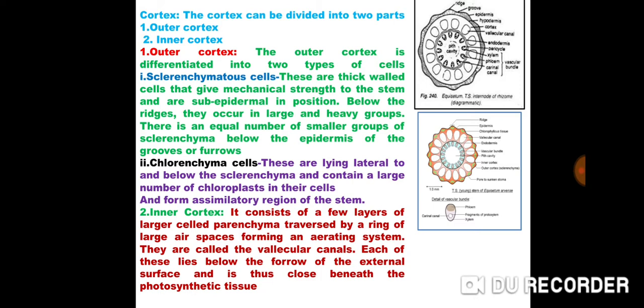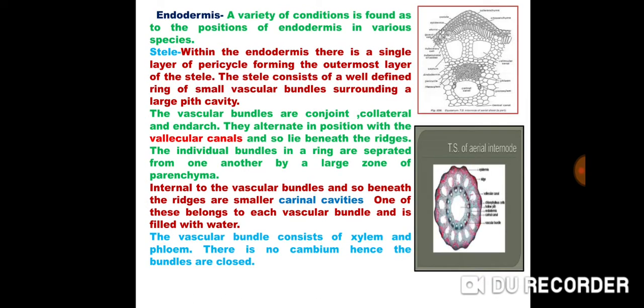Next, inner cortex. It consists of a few layers of larger celled parenchyma traversed by a ring of large areas called vallecular canals. Each of these lies below the furrow and the external surface and is thus closed beneath the photosynthetic tissue. Then endodermis. A variety of conditions is found as to the position of endodermis in various species. Next is stele. Within the endodermis, there is a single layer of pericycle forming the outermost layer of the stele.